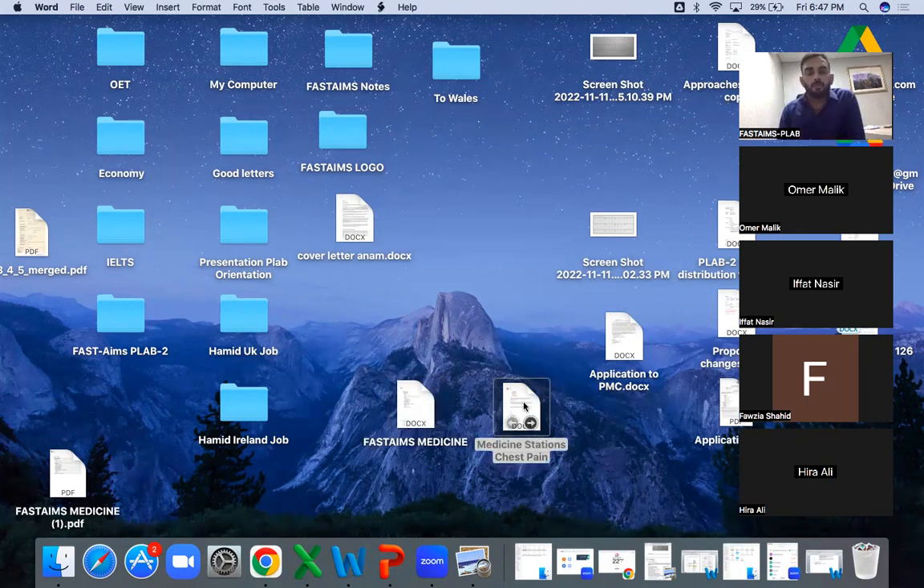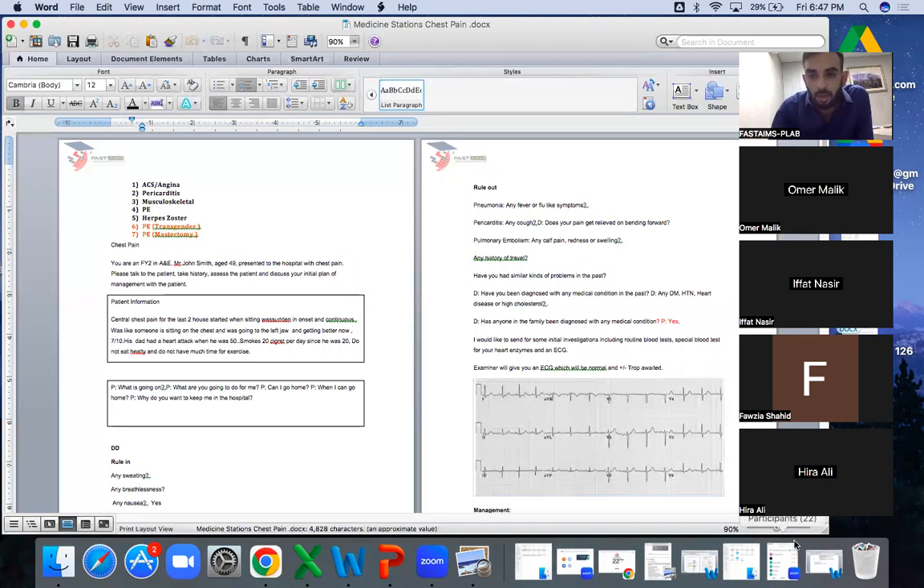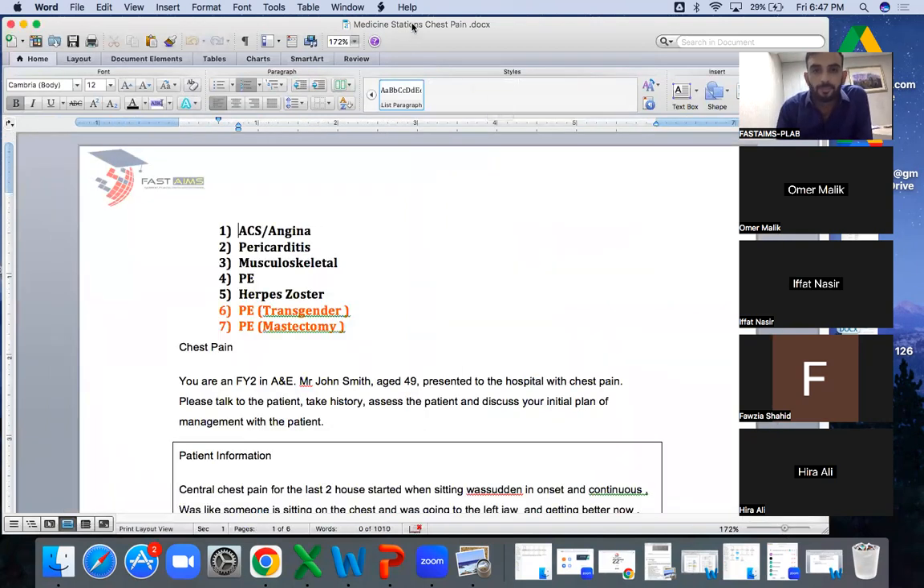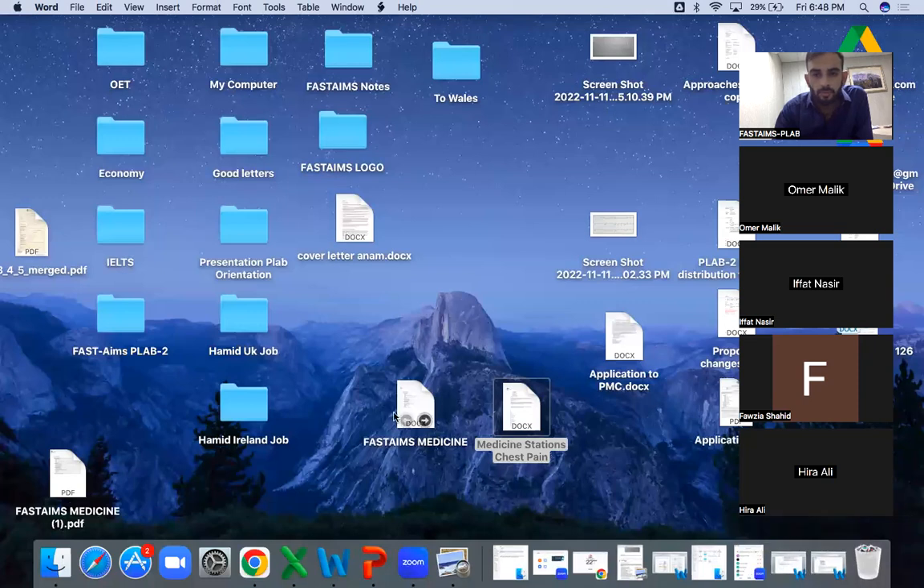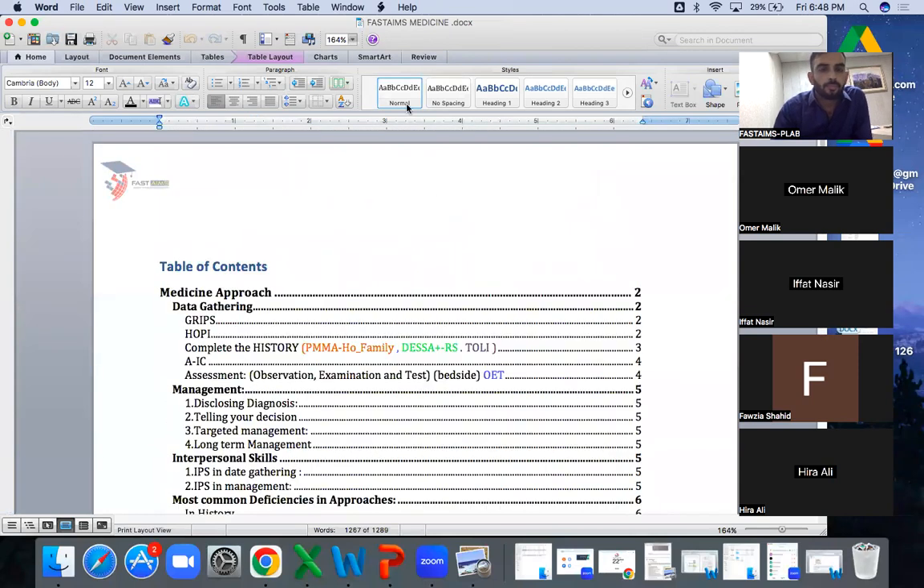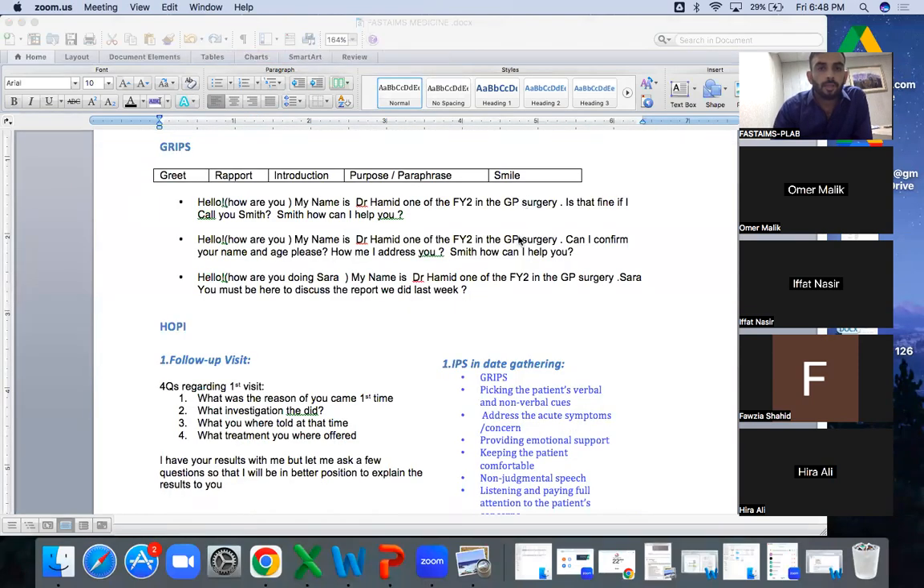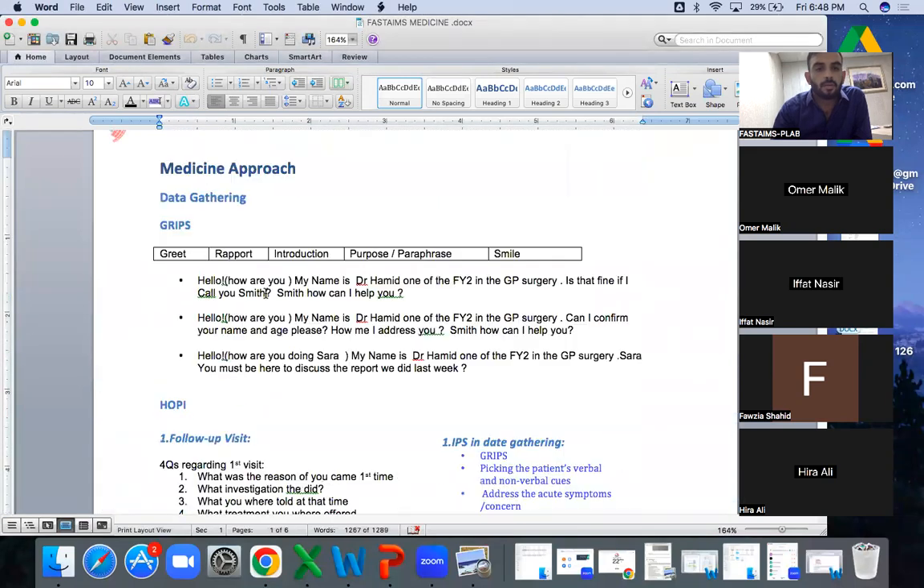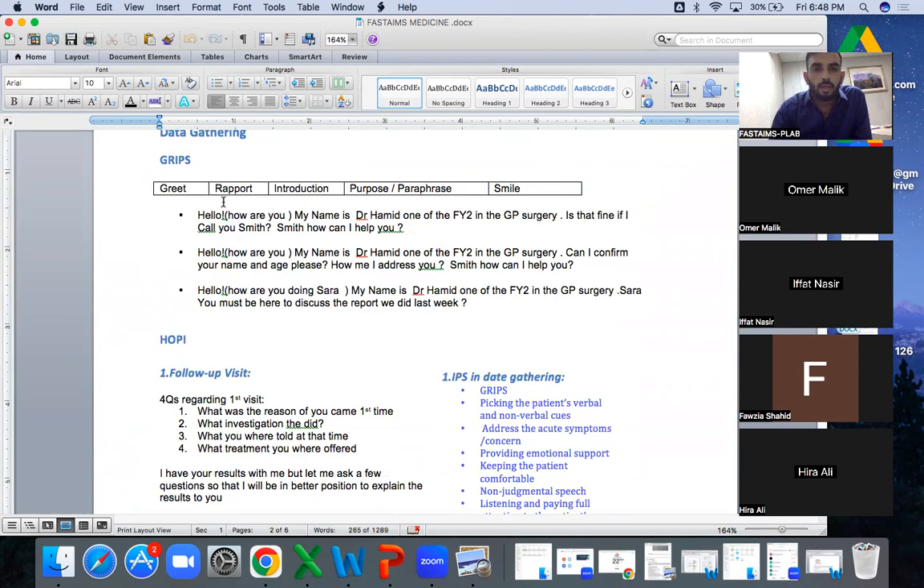For example, we are taking an example of chest pain. Okay, I can repeat it for you, no problem. GRIPS is greet, repo, introduction, purpose or paraphrase, and smile.